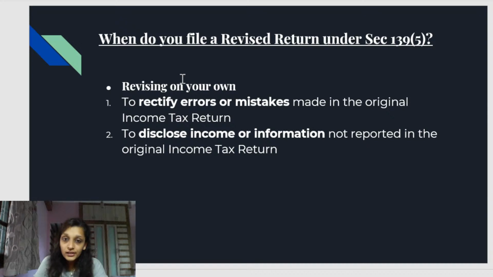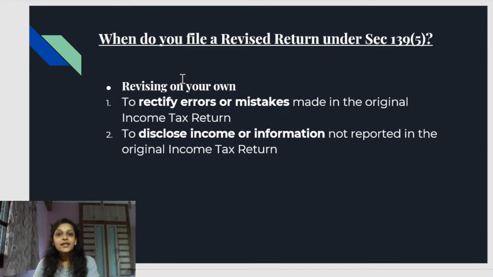So when do you file a revised return under section 139(5)? The first thing you should know is that you file it to rectify errors or mistakes made in the original income tax return. If you have come to know that you forgot to enter some source of income which you should enter now, in that scenario you have to revise your income tax return.